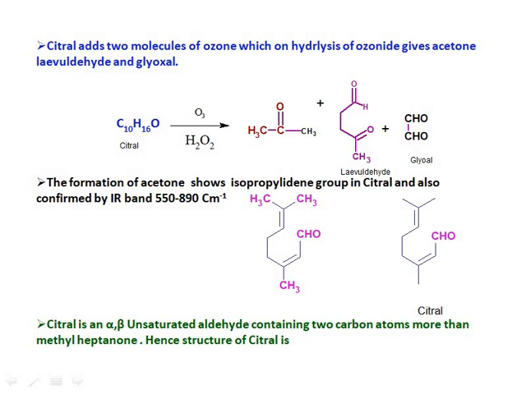Next, citral is an alpha beta unsaturated aldehyde, right? This is the alpha and this is the beta. So citral is an alpha beta unsaturated aldehyde containing 2 carbon atoms more than methyl heptanone, right?